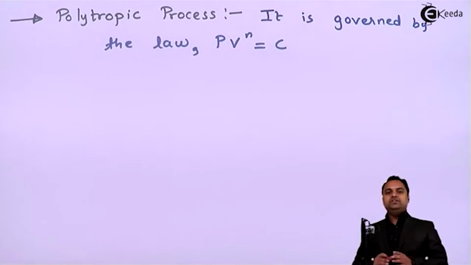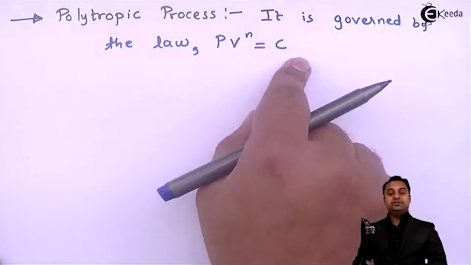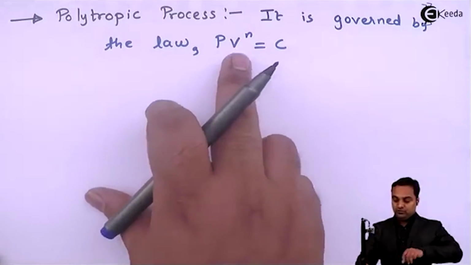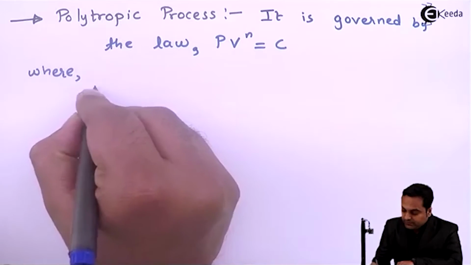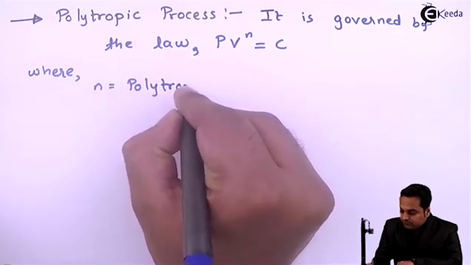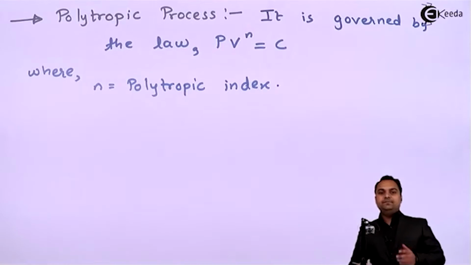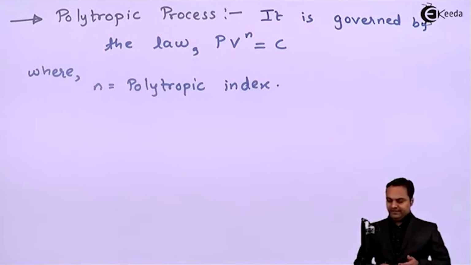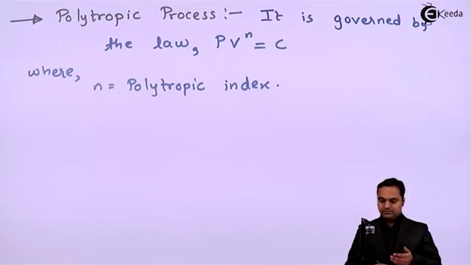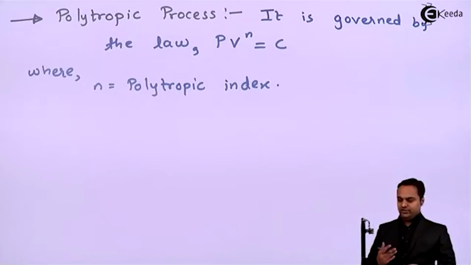If we compare it with the reversible adiabatic or isentropic process, there it was PV^gamma = constant, but here it is PV^n = constant, where this small n is called the polytropic index. The value of n will be more than 1, it can take a value even 1.4, which is equal to gamma, the adiabatic index, or sometimes it can even cross the value of gamma, that is, it can be more than 1.4 as well.